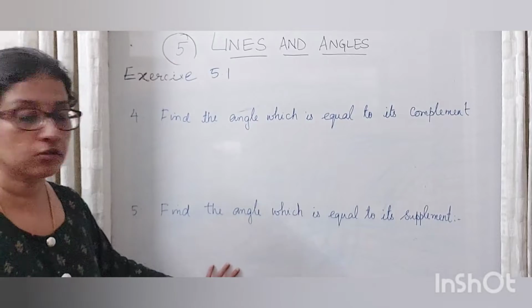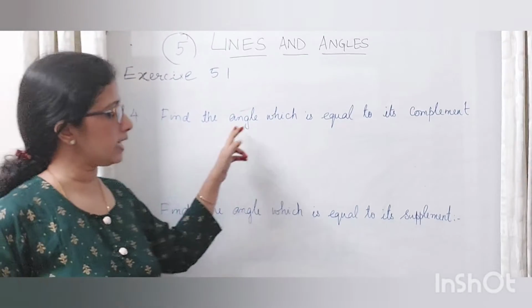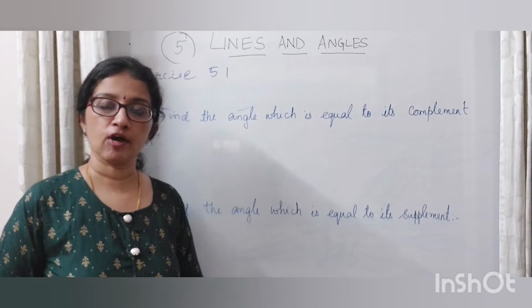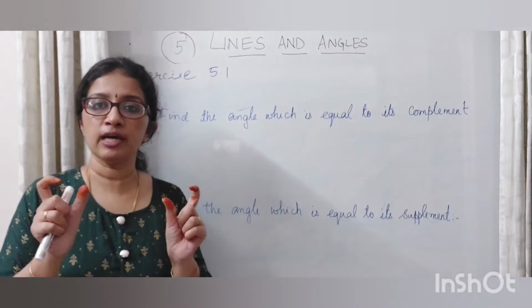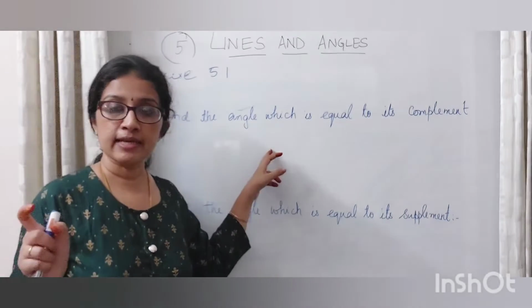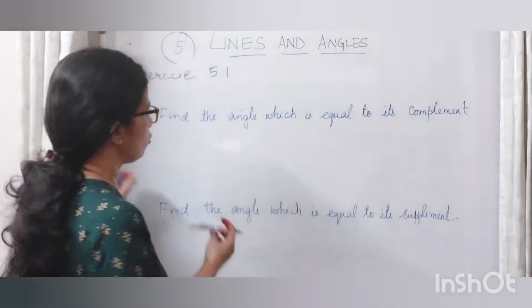Okay. Now let's move on to the fourth and fifth question. What is the fourth question? Find the angle which is equal to its complement. What does that mean? Complements means if you add both the angles, the sum should be 90 degrees. Right? And what is the next condition? Both the angles should be the same. Okay. So how to do it?